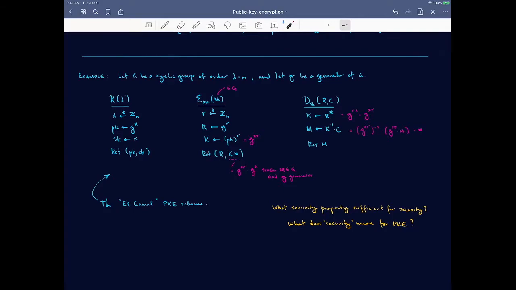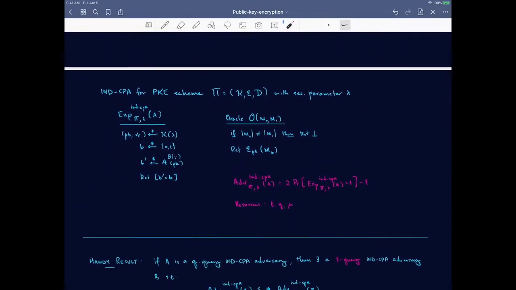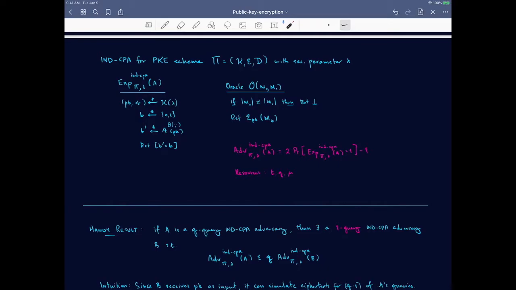Okay, so let's have a look at what security means for a public key encryption scheme. And it's very similar to what we had in the symmetric setting. We have the indistinguishability of ciphertext under a chosen plaintext attack, or IND-CPA. For a public key scheme, Pi with a security parameter lambda is just the experiment given here. Of course, the adversary is assumed to know the scheme and the security parameter. The only thing it doesn't know is, well, the secret key, obviously, but we'll give it explicit inputs here.